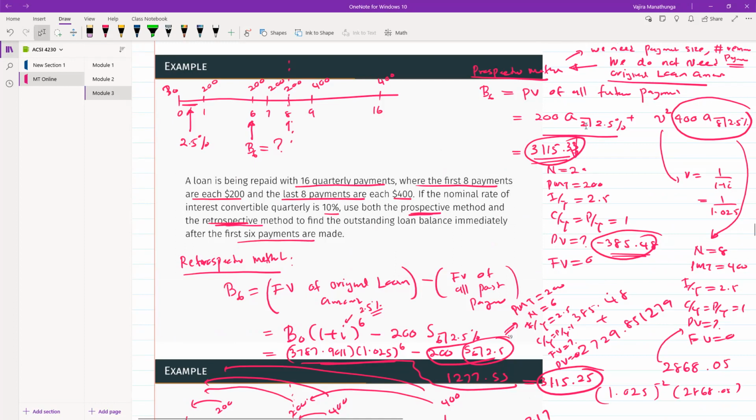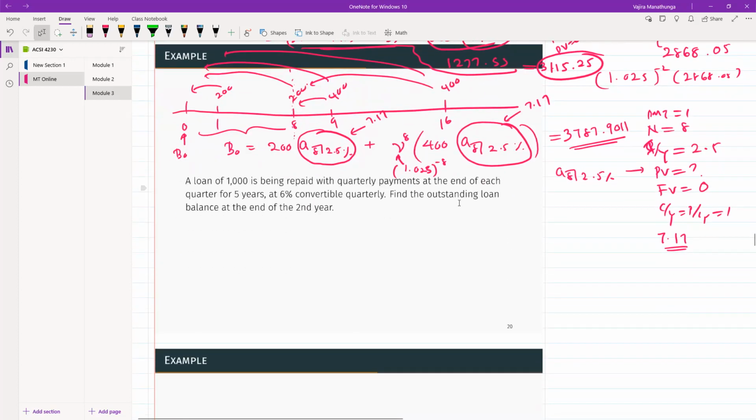So anyway, the answer from both methods, prospective and retrospective, should be very close. So here you see how the method works. But the problem with the retrospective method, you need the original loan amount. You saw that we have to calculate B0. But in the prospective method, you don't need that. And then here also you need the payment size in order to calculate the present value of all past payments, or future value of all past payments. Present in that sense means you are right now, but you want to bring past value to right now.